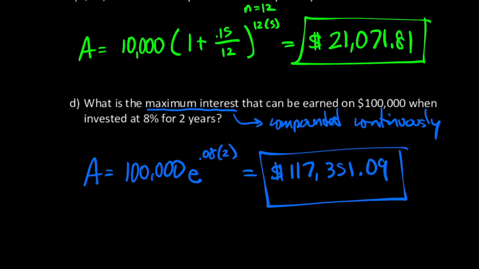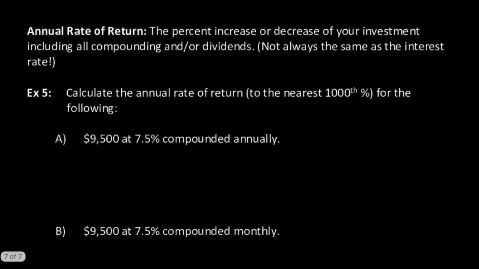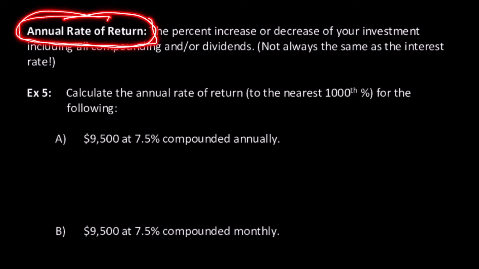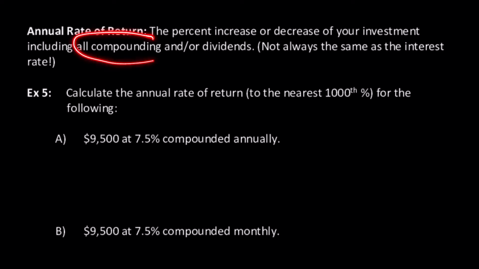All right, our last example, annual rate of return. This is something that's pretty important, and it's kind of interesting here, especially for those that go on into the financial world. It's the percent increase or decrease of your investment, including all compounding and/or dividends. So we don't talk about dividends in this course, but we will talk about compounding. It's not always the same as the interest rate.